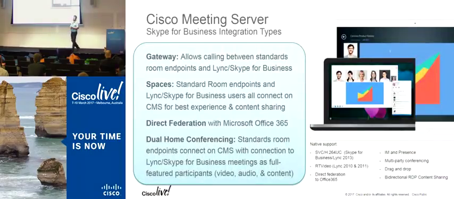Now, one of the biggest things that a lot of our customers want to know about is our Skype for Business integration. We have the ability to integrate in multiple ways with Skype for Business. We can act as a gateway. We can also meet on the Cisco Meeting Server through Spaces. We have direct federation with Office 365. And we also introduce a new concept called dual home conferencing, and I'll go through all of those.